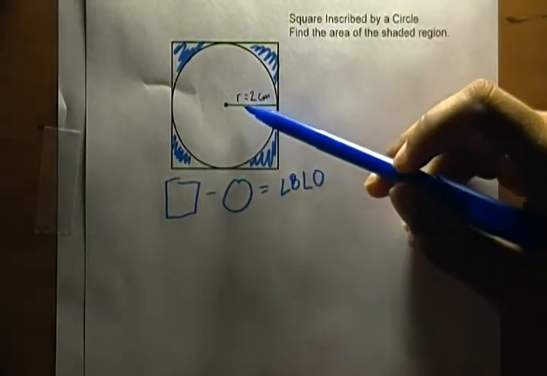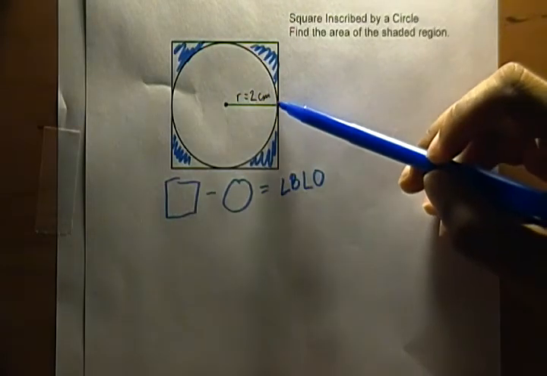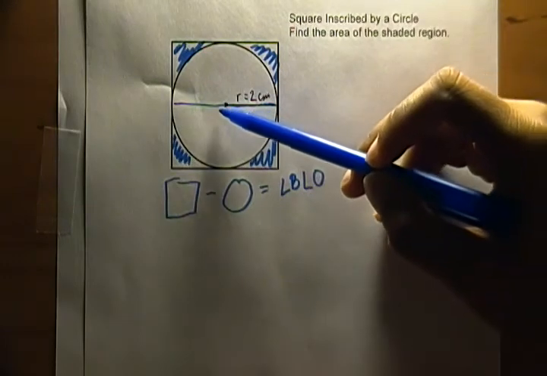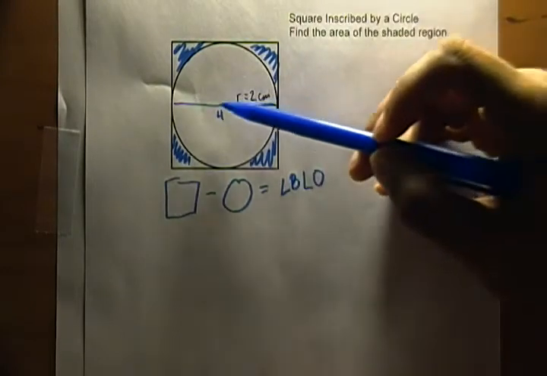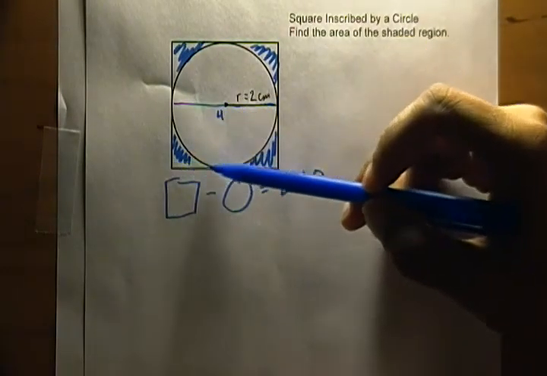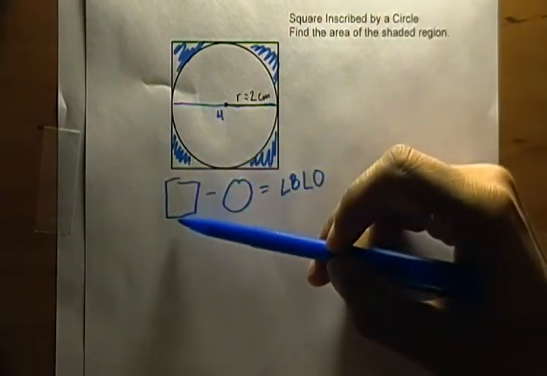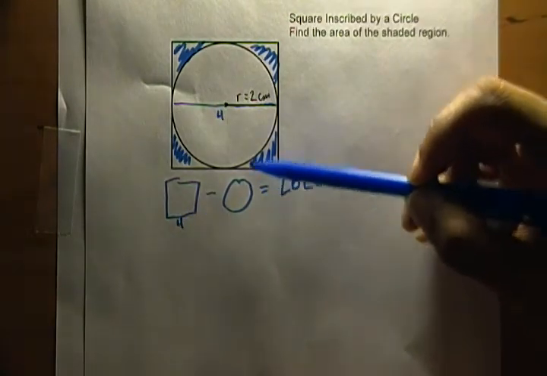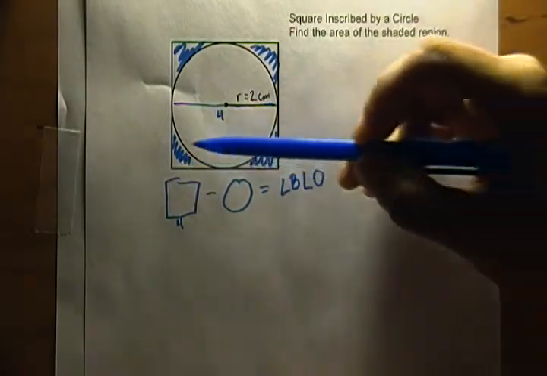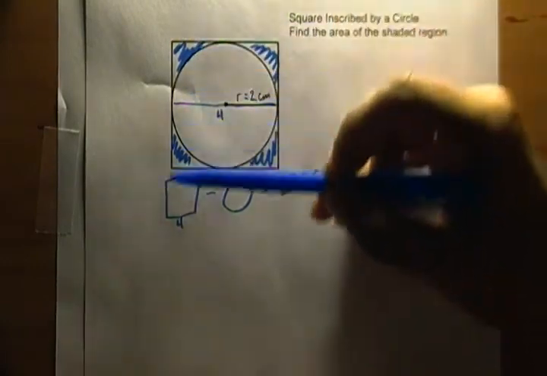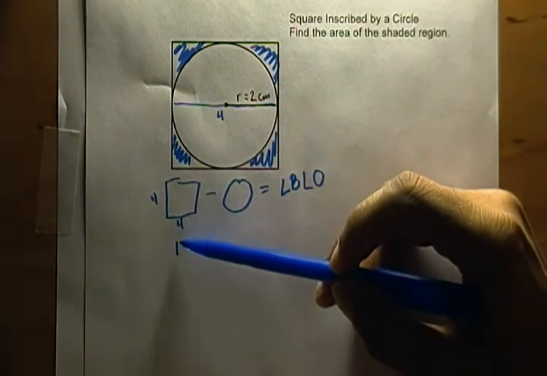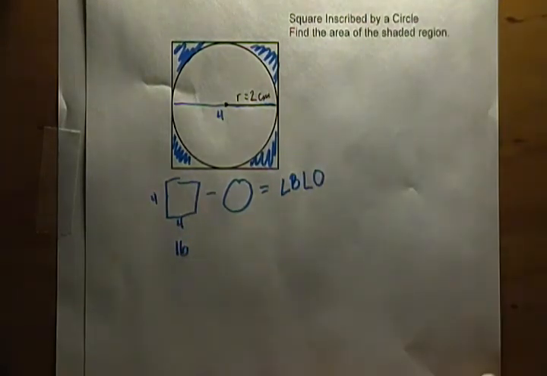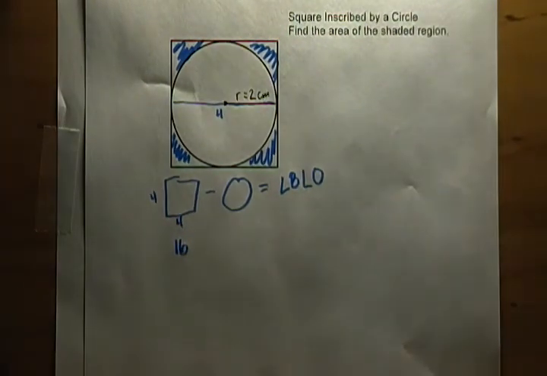So if the radius is 2, we know that the diameter is twice the radius, so that means the diameter is going to be 4. This diameter is the same length as the square, so that means the square's length is 4. Well, since this is a square, the height is also 4. 4 times 4 is 16. So that's the area of the square.